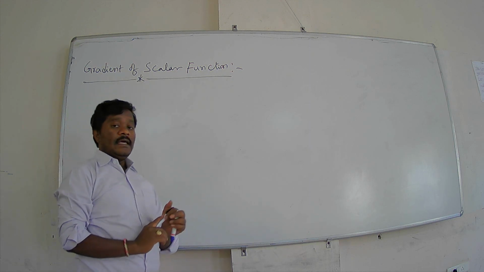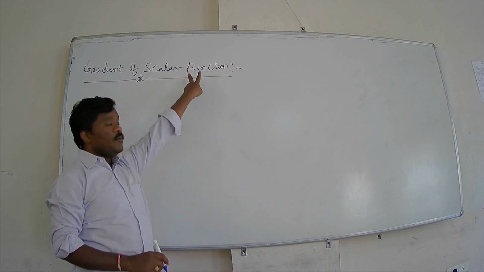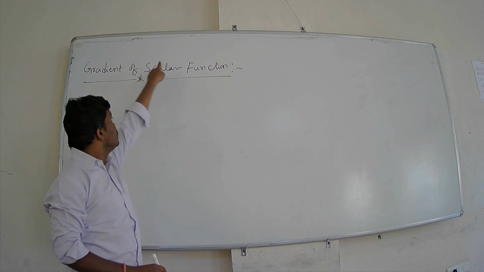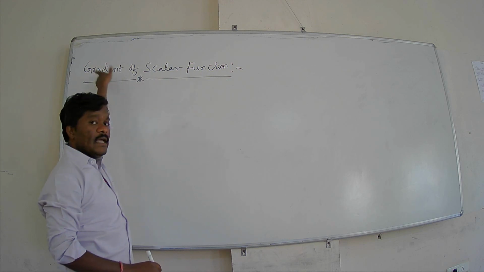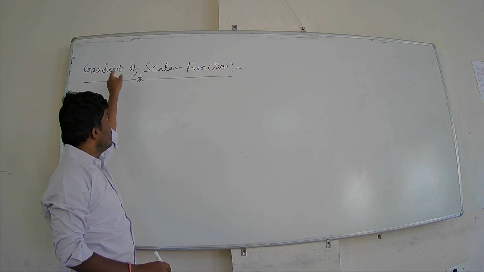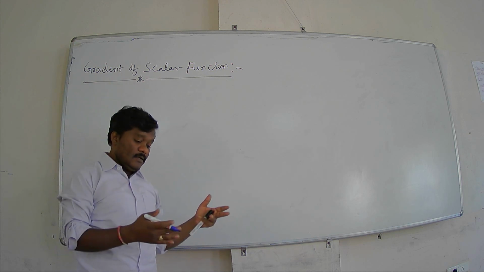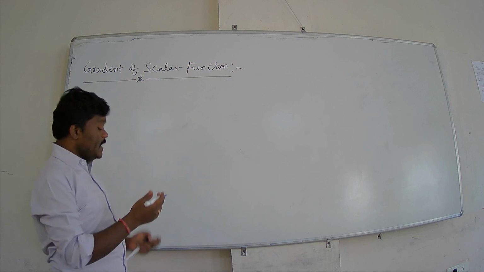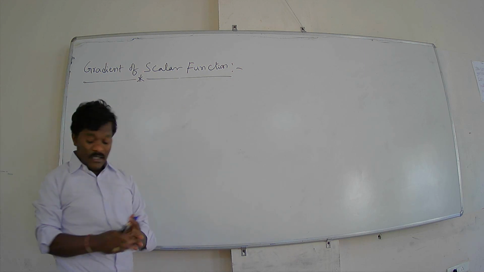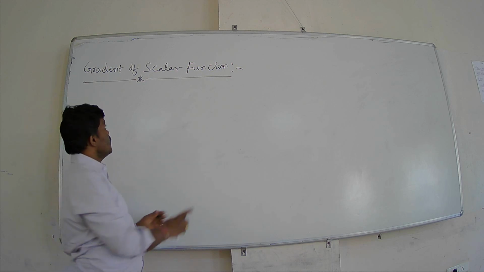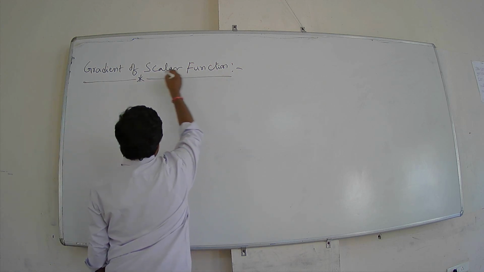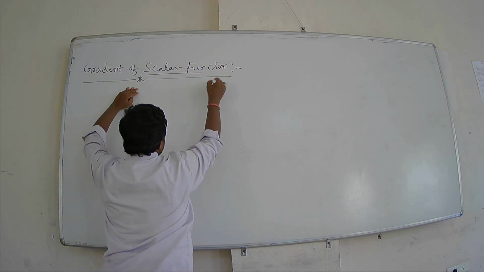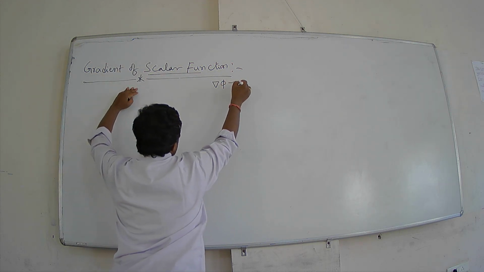Earlier we have discussed the function, and also the scalar function. Then we have also discussed the gradient. So now we are going to combine the gradient and the scalar function. As we said earlier, the gradient of a scalar function, the resultant is a vector. So even though this is a scalar, the gradient of the scalar, you take it as del phi. So this is a vector.